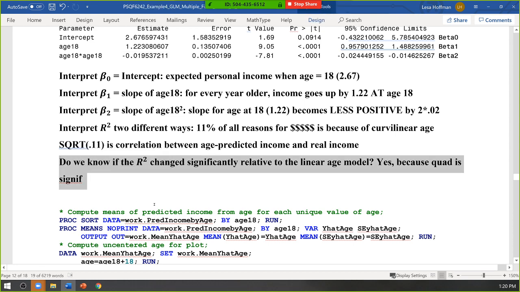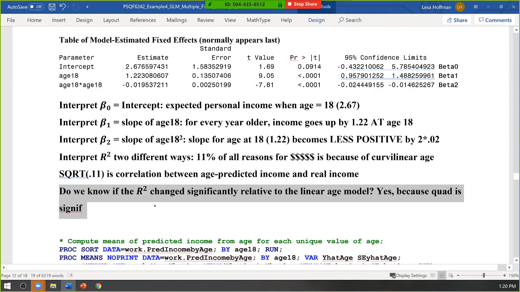Okay, last piece on this. How do I know if this R square of 11% is better than the one in the previous model, which we looked at last time, which was linear? If I just had a linear effect of age, that accounted for 4% of the variance. By adding a quadratic effect, a squared term, as a new predictor, I went from 4% to 11%. That's a net gain of 7%.